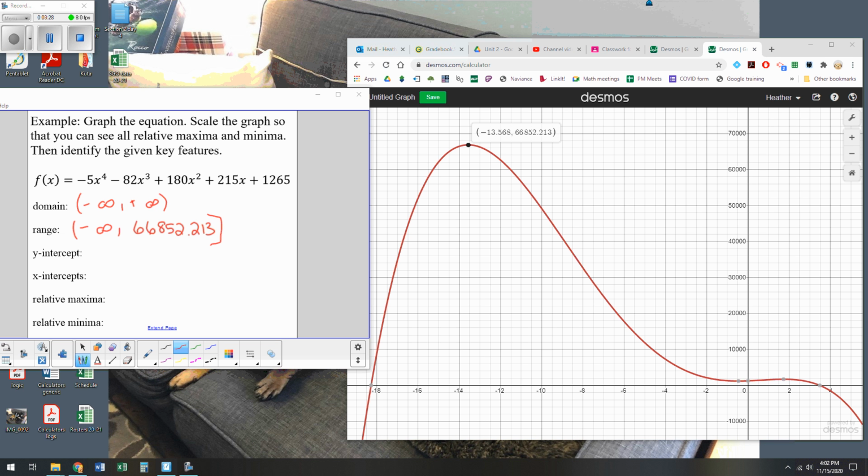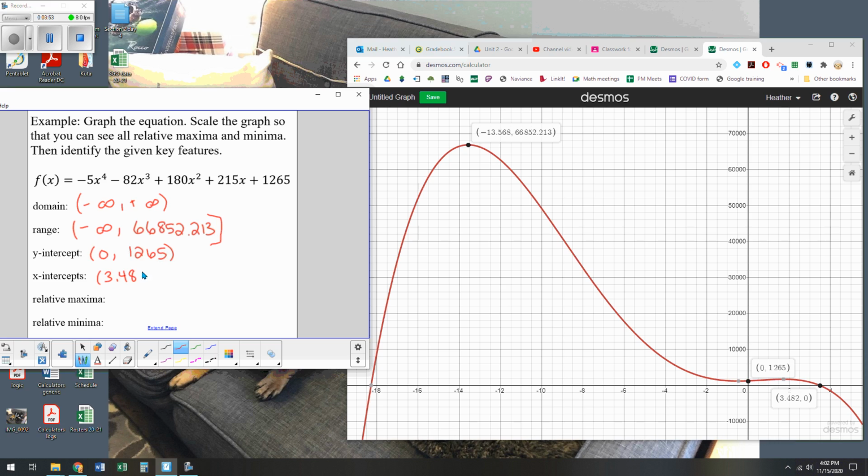While I see all these other dots here, I can also find the y-intercept. I also should have known the y-intercept because it was written in standard form. So my y-intercept was 0, 1,265. My x-intercepts, I see that I have a dot over here at 3.482. And I also have a dot over here at negative 18.282.